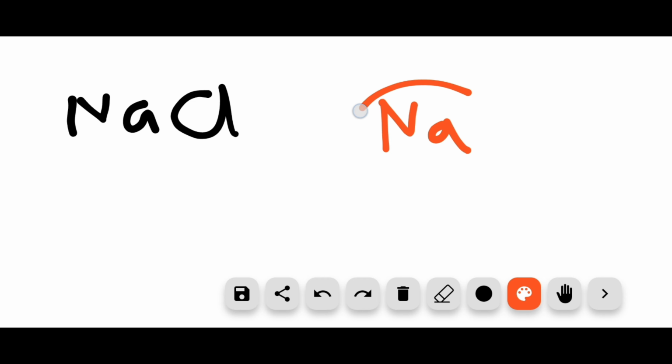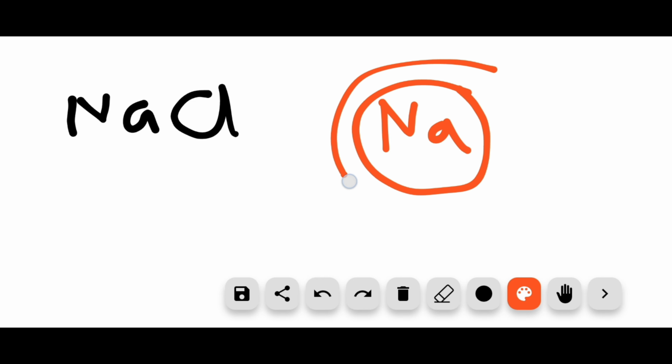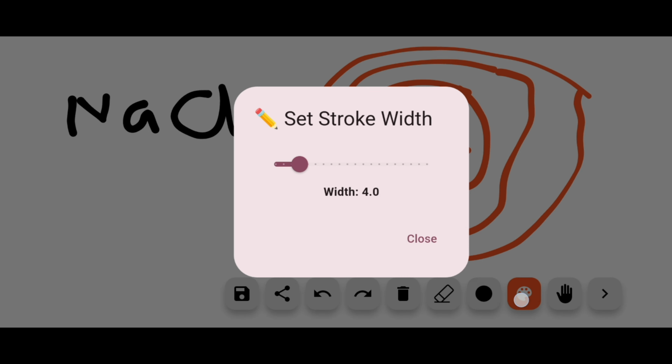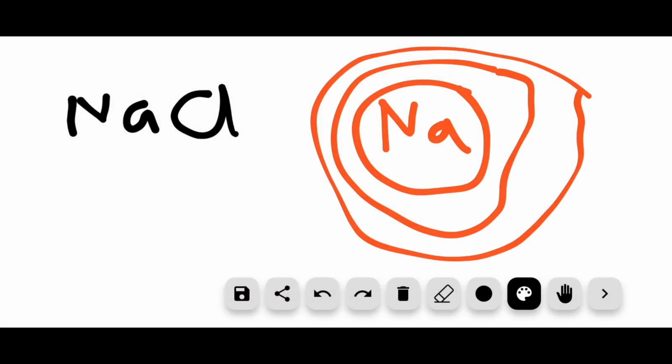So if we draw the diagram, then this is sodium and its outer shell, then another outer shell, then the final shell. So if we draw the electrons here: only 2 electrons in the first shell, then 8 electrons in the second shell, and then only 1 electron in the outermost shell.